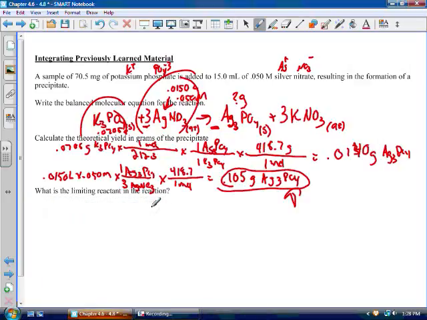Now the question is, what's the limiting reactant? Well, if you remember, the limiting reactant is the substance that gave you the lower answer. In this case, the substance that gave us the lower answer was the silver nitrate. So AgNO3 is our limiting reactant.